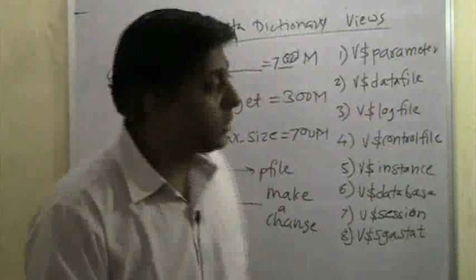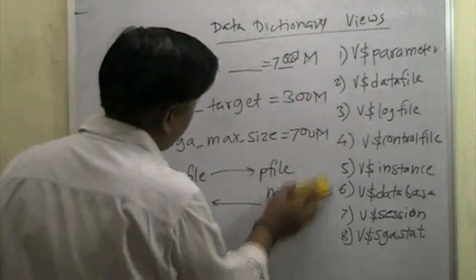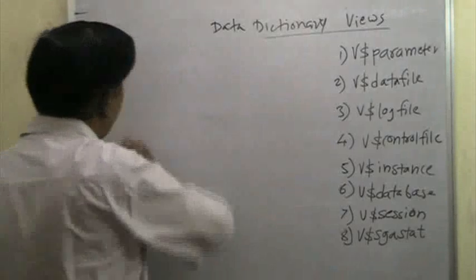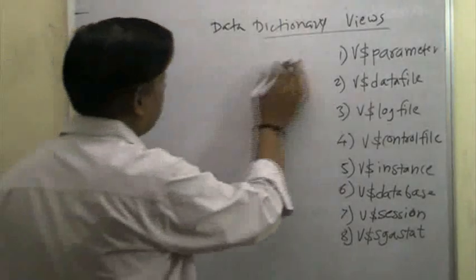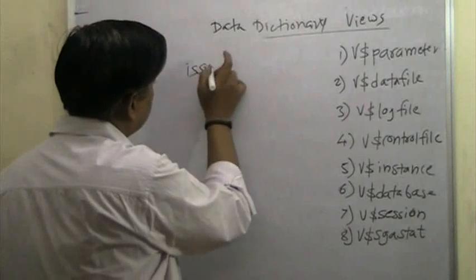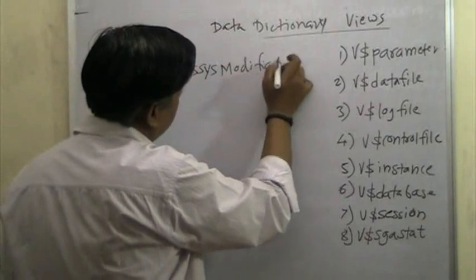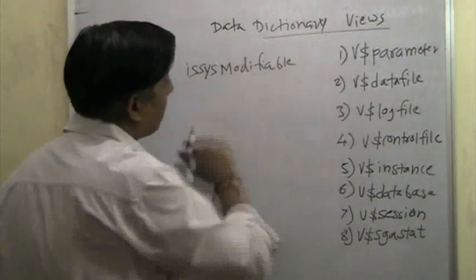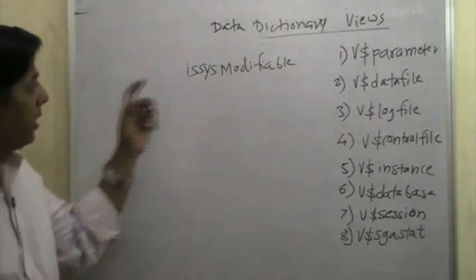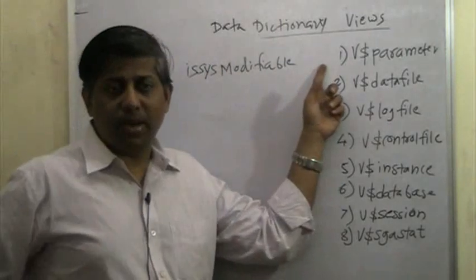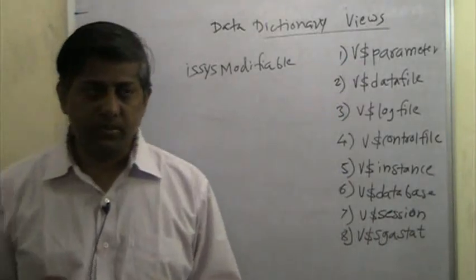Now which parameters can be changed dynamically and which cannot is very difficult to remember. So the easier way is to go inside V$PARAMETER, and there is a column called is sys modifiable. That means, is the parameter modifiable by the system. If the value is yes, then that parameter can be changed dynamically.